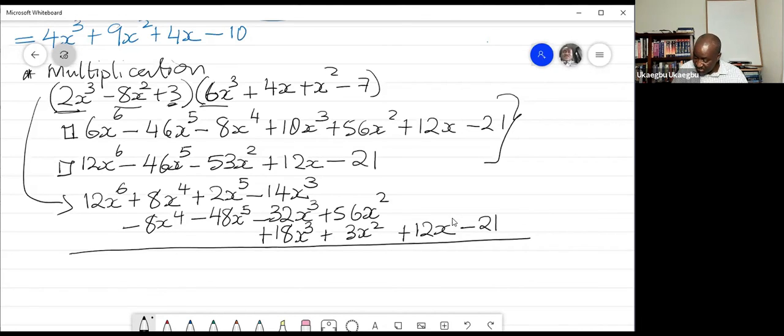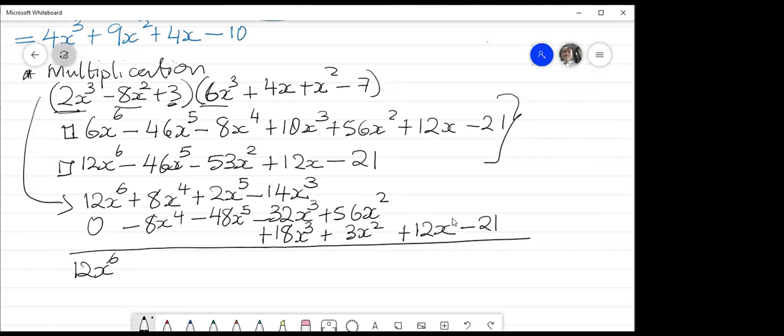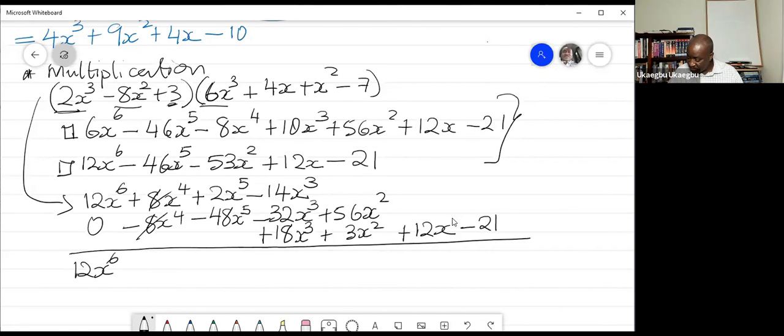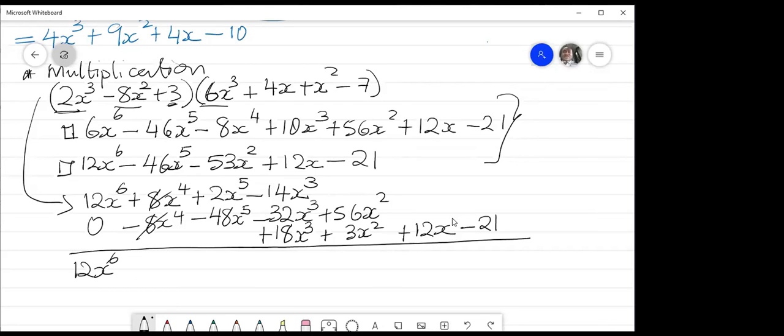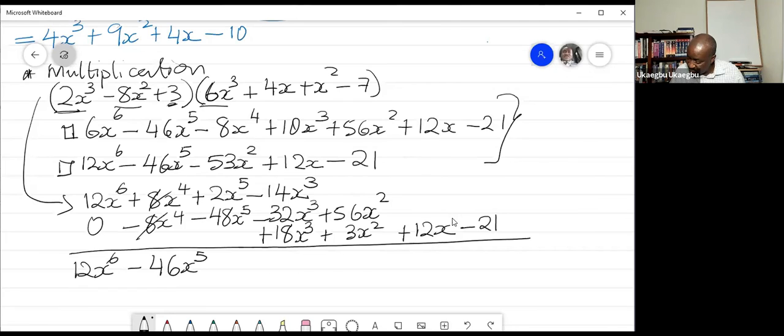So now this is 0 here. So we repeat 12x raised to power 6. When we combine this one, the 8x squared and 8, this actually crosses out. How about this one? This will be left with minus 48 plus 2, negative 46x raised to power 5.